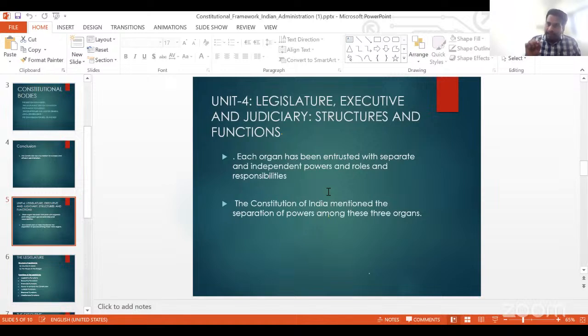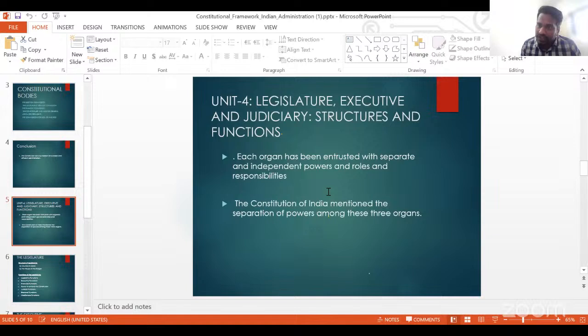The policies or the amendments framed by the legislature should be within the framework of the Constitution of India. It should not disturb the power, authority, or independence of any other constitutional bodies.